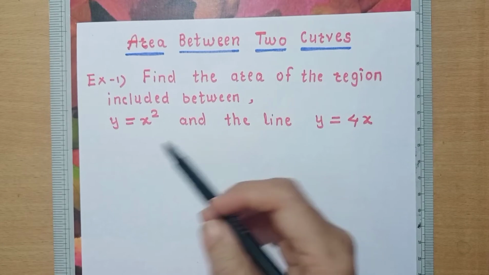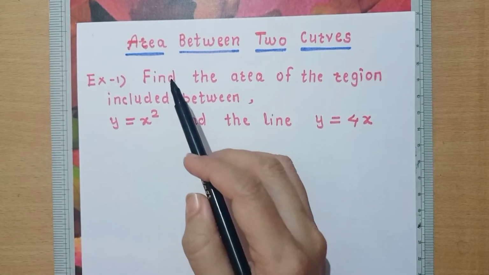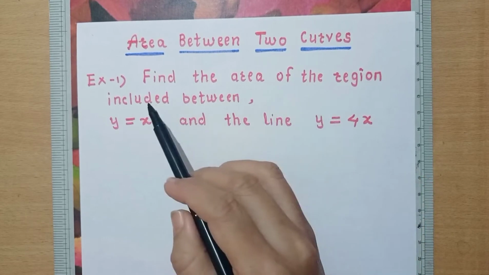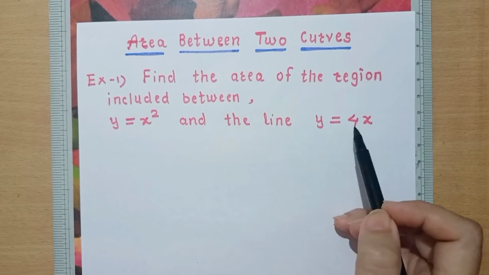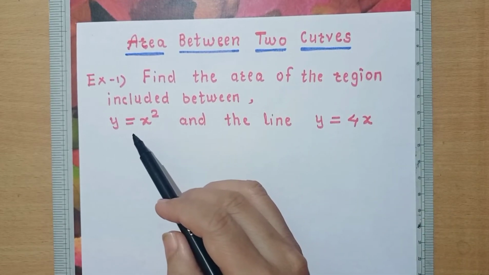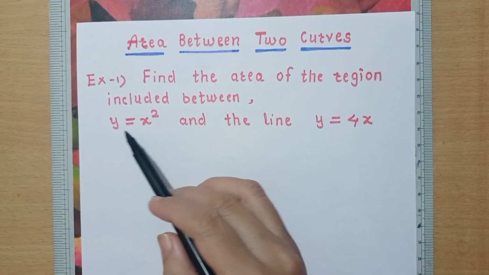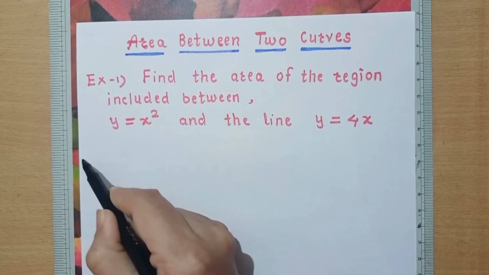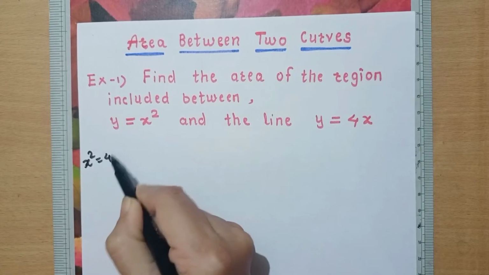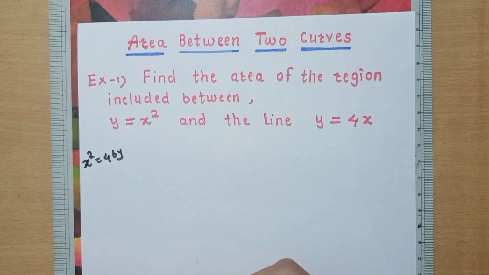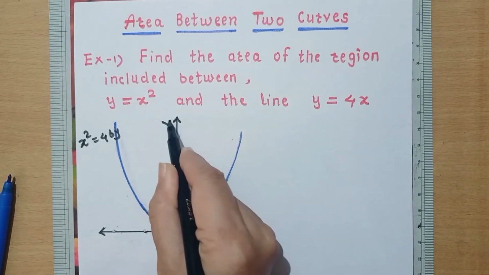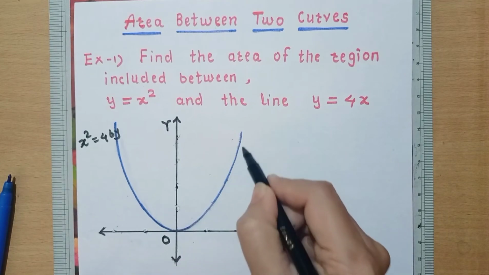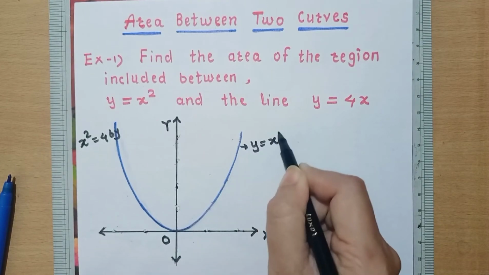So let's solve examples, and this is our first example. Find the area of the region included between y is equal to x square and the line y is equal to 4x. Now actually we are familiar with this equation, y is equal to x square. This is in the form x square is equal to 4by, which is nothing but parabola. So first let's draw this. So this is our parabola. This is x-axis, y-axis. This is origin, and this is parabola y is equal to x square.